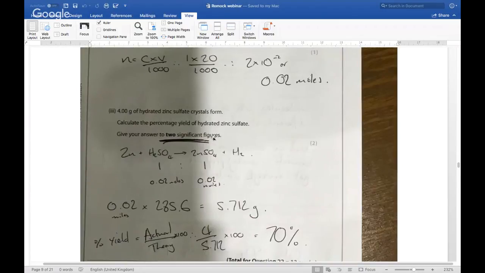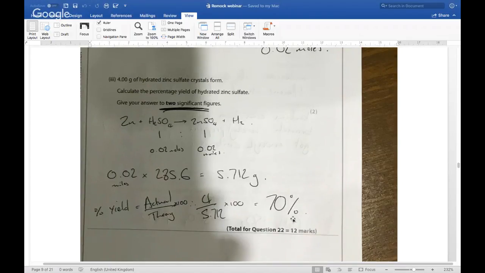So many people. Guys, sticks to your brain. It says 2 significant figures. So stop giving me 70.4 or something.